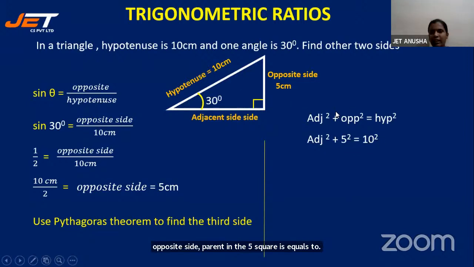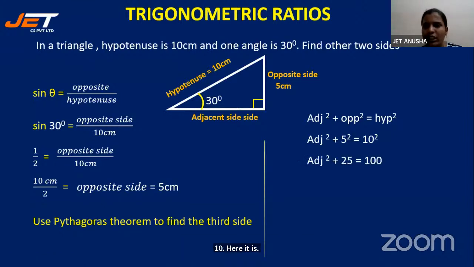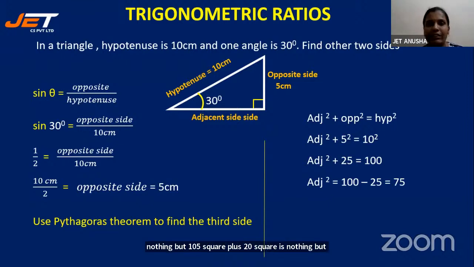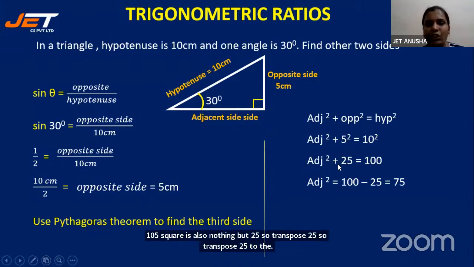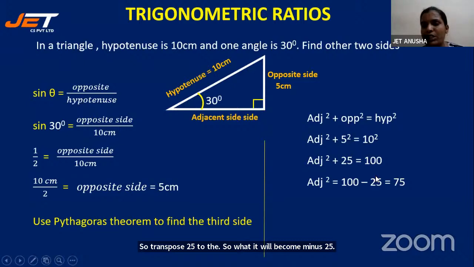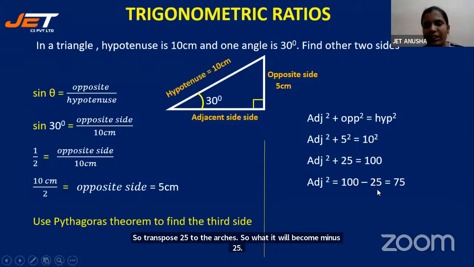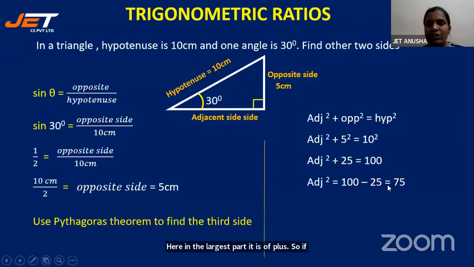Here it is, here they gave you square, so it is nothing but 10 square, right? So adjacent square plus 25 is equals to 10 square, which is nothing but 100. 5 square is also nothing but 25. So transpose 25 to the RHS. So what it will become, minus 25. Here in the LHS part it is plus. So if you transpose, it will become 100 minus 25, right? So it is nothing but equals to 75.